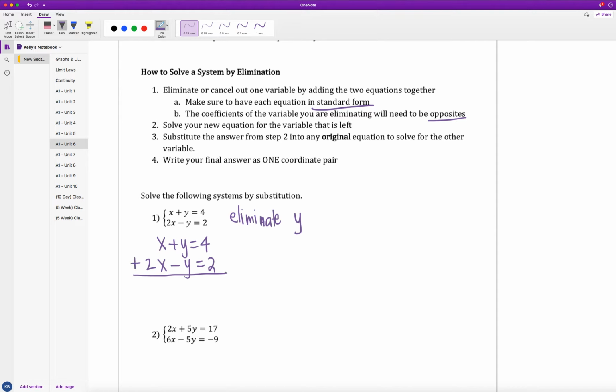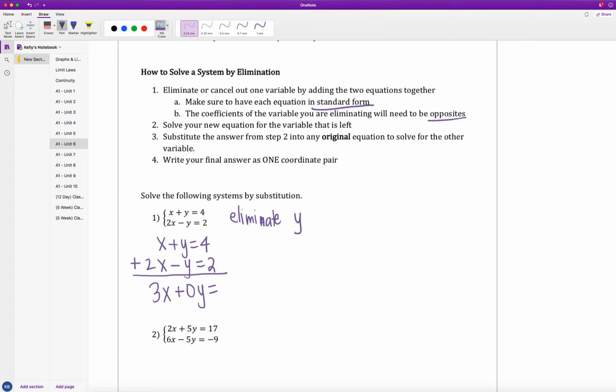So I'm going to add like terms. I can add the x's together: x plus 2x will give me 3x. I can add the y's together. Remember, we want to eliminate the y's, which means the y's should go down to 0. If they don't, then we did not set this up correctly. So positive y minus y will give me 0y.